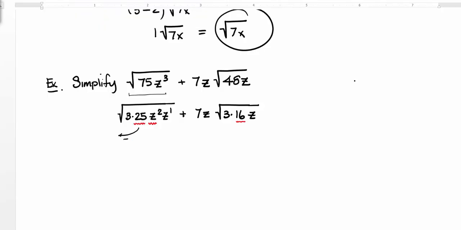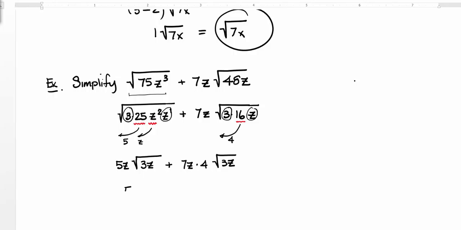The square root of 25 is 5. The square root of z squared is z. So this gives me 3 remains on the inside, and a z remains on the inside. So I have 5z on the outside of the radical, and inside I still have 3z. Plus, I have 7z on the outside. I take the square root of 16 and I get 4, so I can multiply it by 4. And on the inside I'm still left with a 3 and a z.